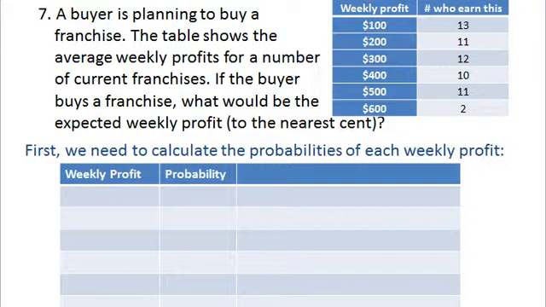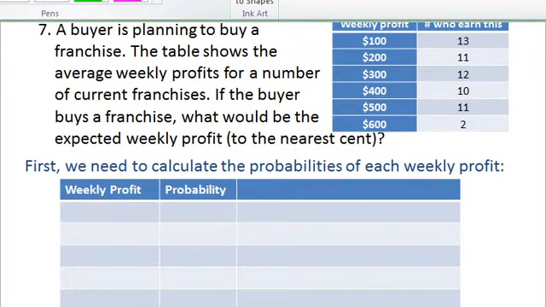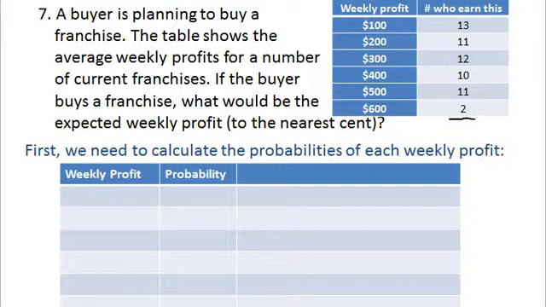First of all, we have to look back at the original table and notice there are 13 franchises that earned 100, 11 for 200, and 12 for 300, and so on down the line. So if you total those things up, you get 59. So there are a total of 59 franchises.